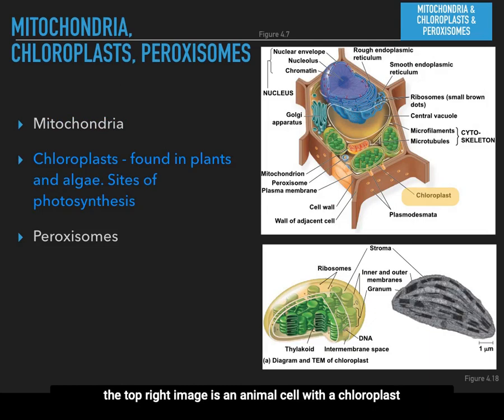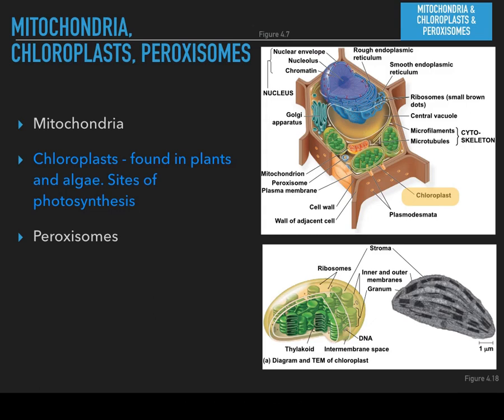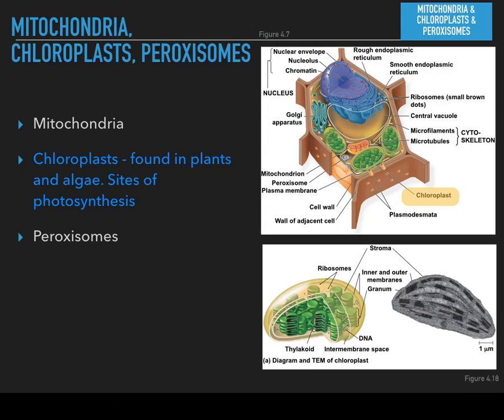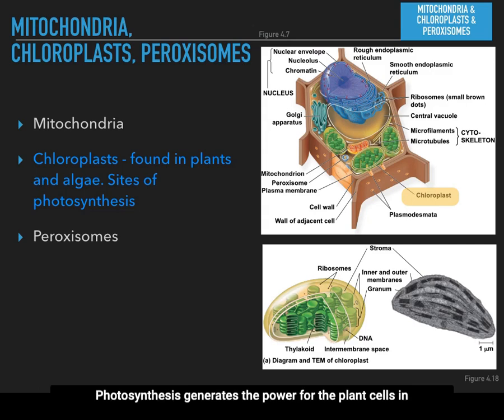Again, in the top right image is an animal cell with the chloroplast shown in green. In the lower right, there is an image of the chloroplast as well as a TEM showing the structure of the chloroplast. Chloroplasts are usually found in plant cells, and they are the site of the photosynthesis reaction, which again you will cover in 111. Photosynthesis generates the power for the plant cells in conjunction with the mitochondria.